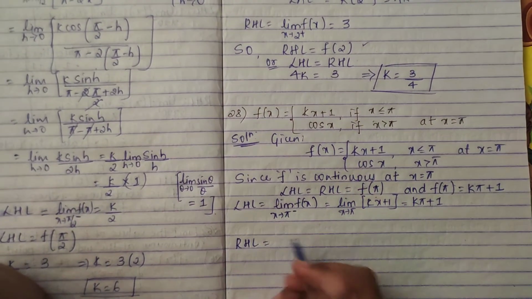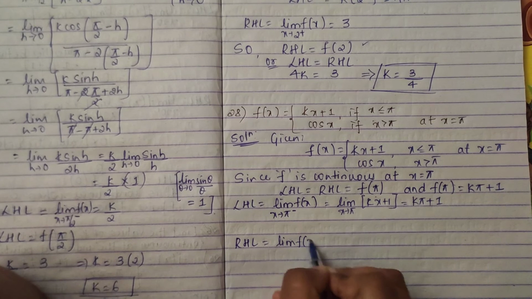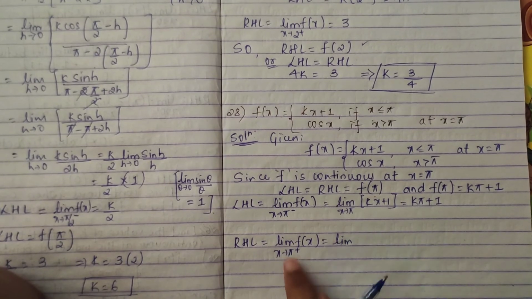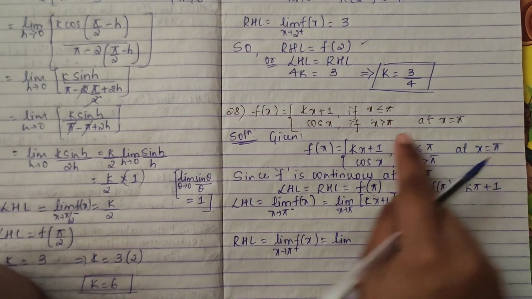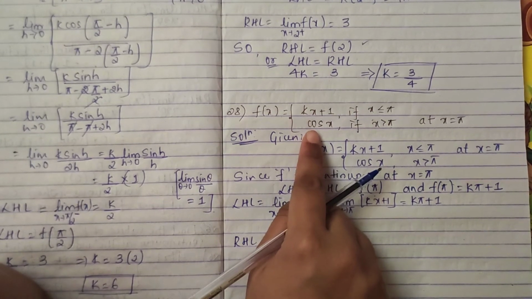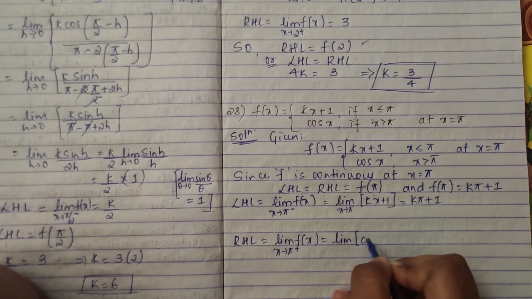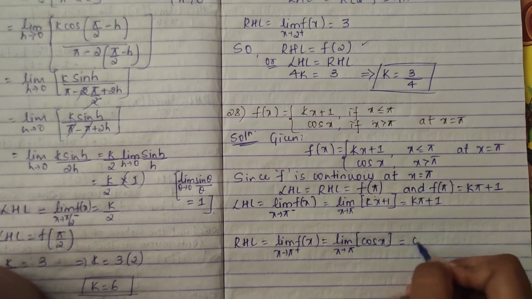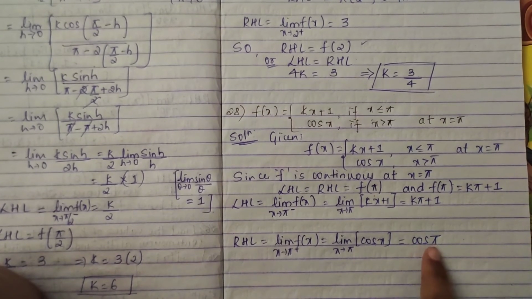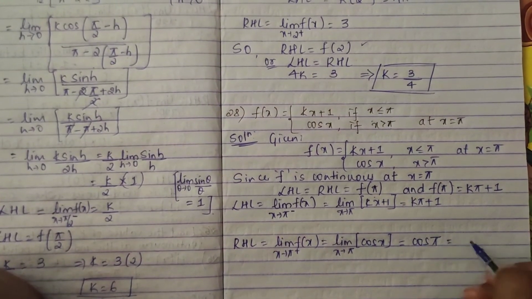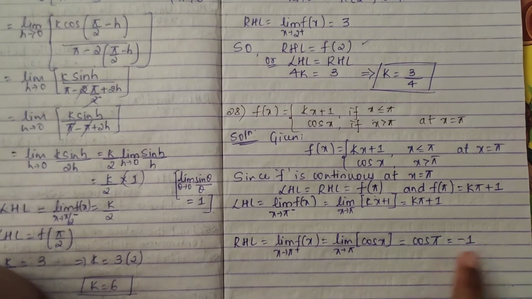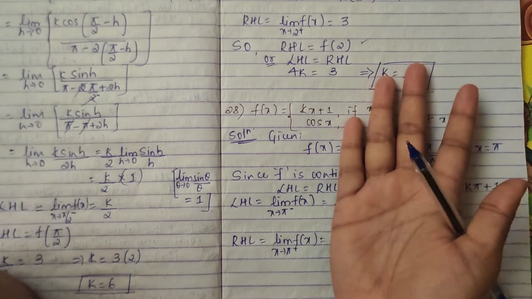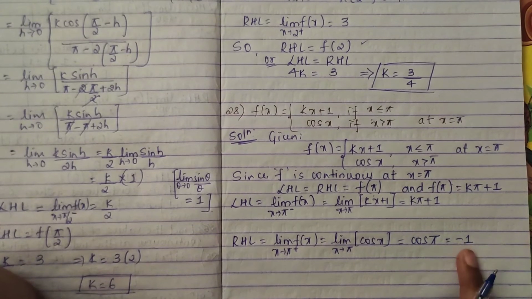So RHL is equal to limit f of x as x tends to pi plus. So pi plus means what? Greater than. Now in this greater than condition, which is it? The second condition, and your f of x is cos x. So we get limit f of x is cos x as x tends to pi. In place of x I am substituting pi. So this is cos pi, and your cos pi value is minus 1. You should remember all these values: cos pi, sin 0, sin 90, cos 90. Yes, you have to remember that. So your cos pi is minus 1.